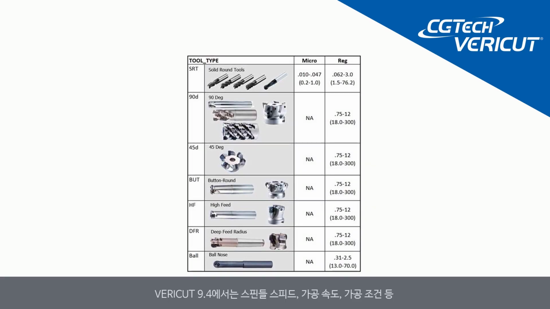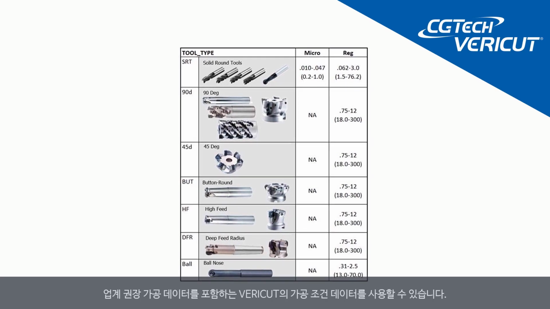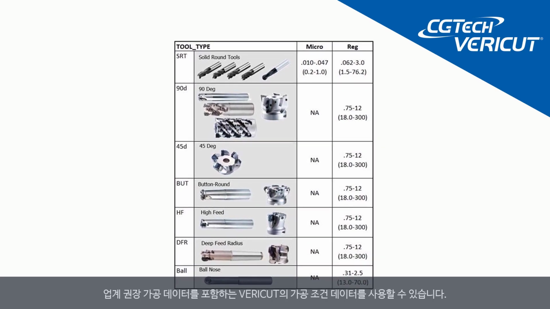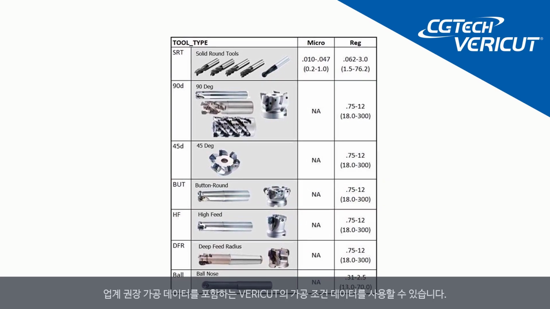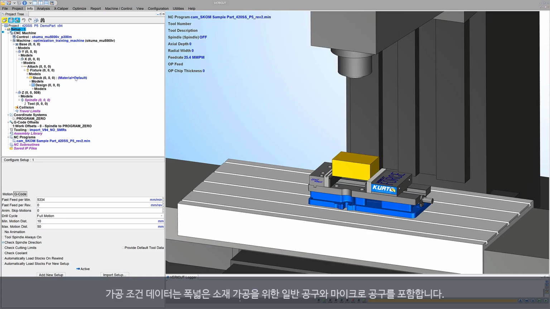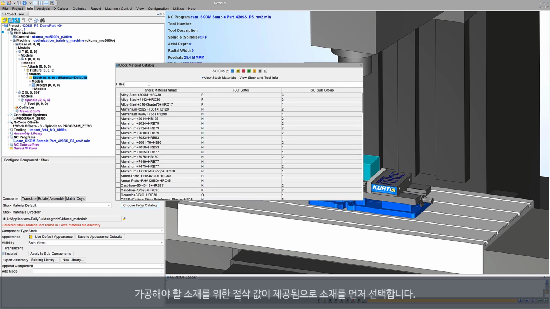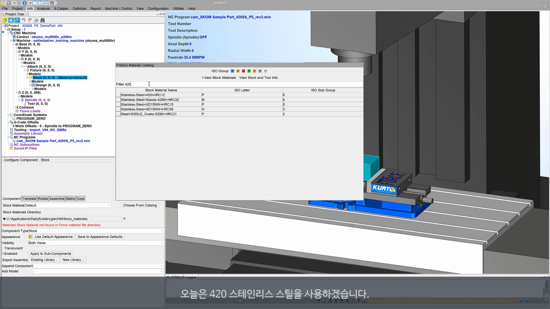In Vericut 9.4, Vericut's tool data containing industry-recommended cutting data such as spindle speeds, feed rates, cutting limits, and more is available to support regular and micro tools that machine a wide range of stock materials. Cutting values provided are for the current stock material, so start by selecting the material. In our case, it's 420 stainless steel.